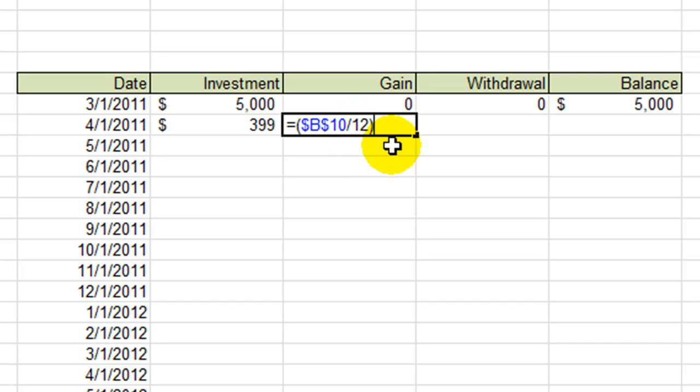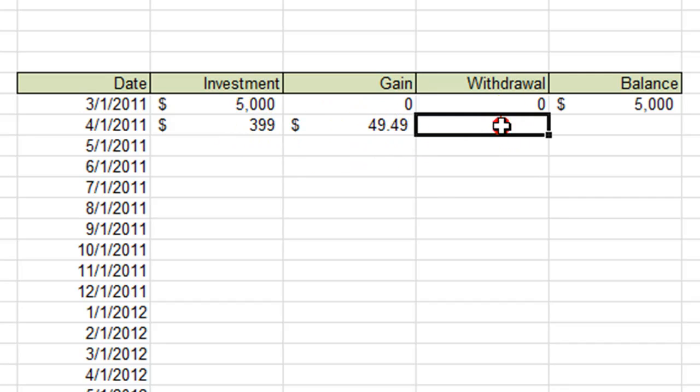And I'm going to multiply that by the balance from the previous month plus any investment. There we go. So my gain in month 2 is going to be almost $50. My withdrawal is still going to be 0.